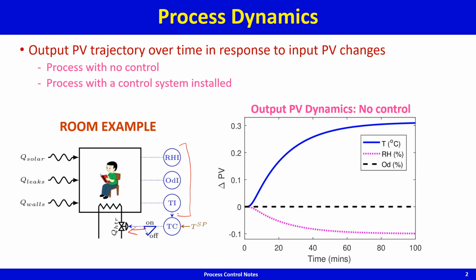So if a step change is made in the heater duty, and the step change made is a unit step change, 1% change, which is not shown here. At time t equal to 0, the heater duty is changed by 1%.